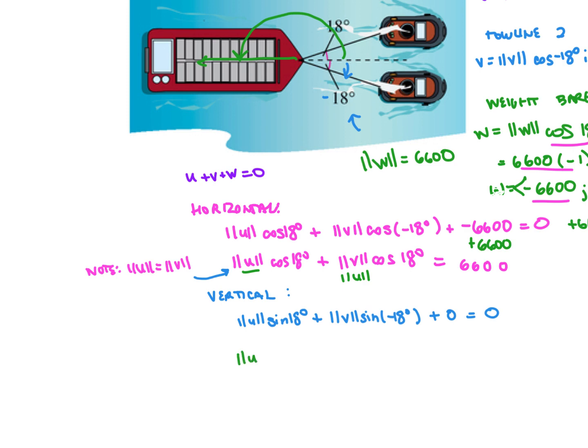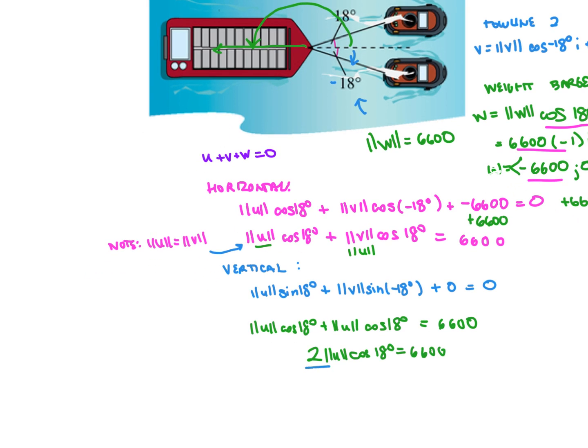So we have the magnitude of U cosine of 18 degrees plus the magnitude of U cosine of 18 degrees, and that equals our 6,600. So we have 2 magnitude of U cosine of 18 degrees equals 6,600. So now let's divide by 2 cosine of 18 degrees. And then we will solve for the magnitude of a single U.